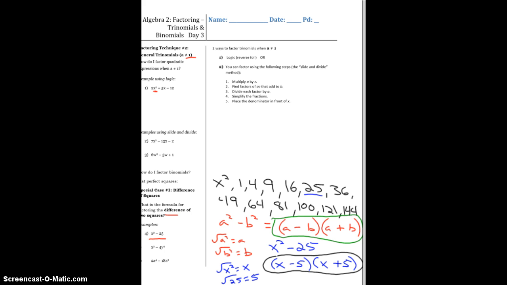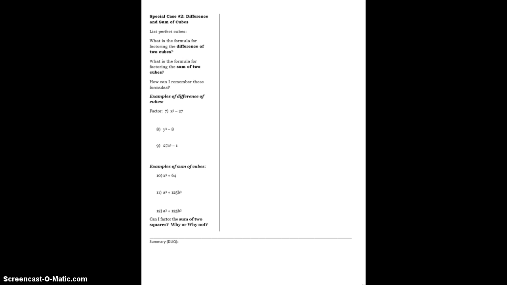So that was difference of squares. And now we're going to talk about difference and sum of cubes, which are both very similar. Okay? What are perfect cubes? So as a variable, you might see x cubed. And numbers, 1 cubed, meaning 1 times 1 times 1 is 1. 2 cubed, that's 2 times 2 times 2. That's 8. Be careful. 3 cubed is 27. You get that from 3 times 3 times 3.